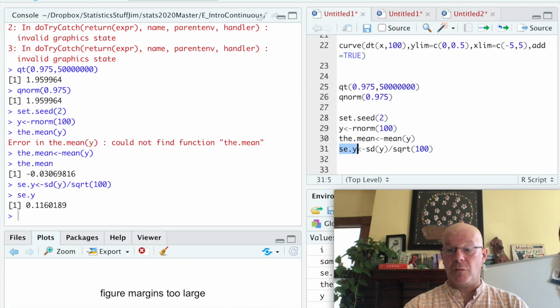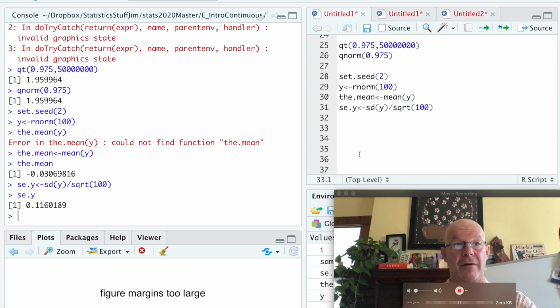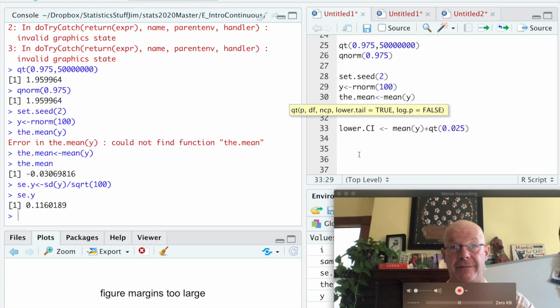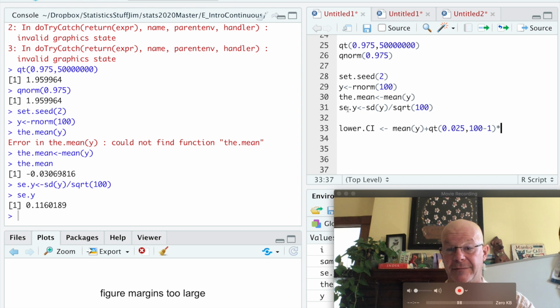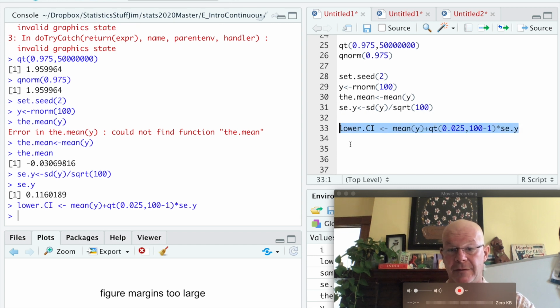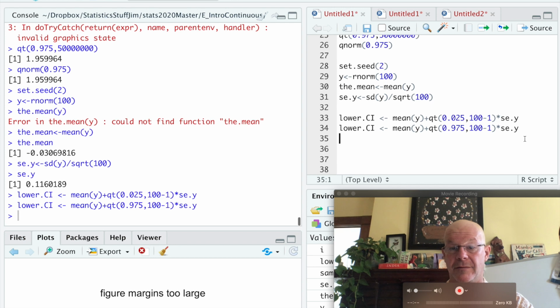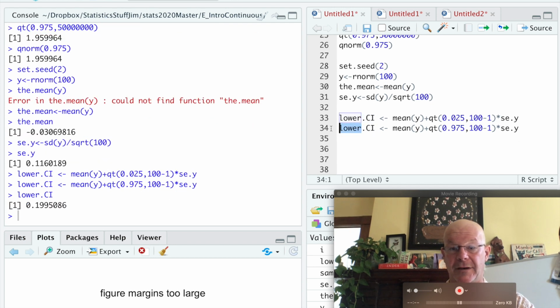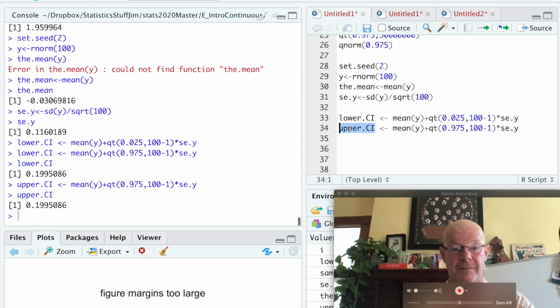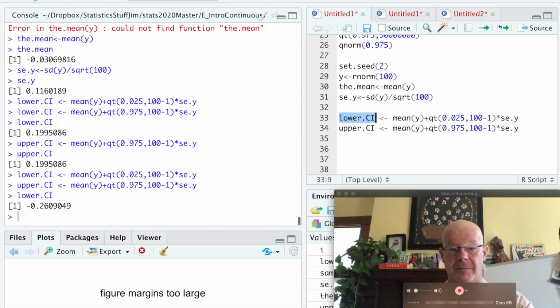And so if we wanted to calculate the 95% confidence interval, we could say the lower.CI is going to be the mean of y plus we will take the quantile of a t-distribution at 0.025, and our degrees of freedom is 100 minus 1. And then we're going to multiply that by our estimate of the standard error. So that should give us our lower bounds, and then we can take the upper bounds. All we do is change this to 975, and change that to upper.